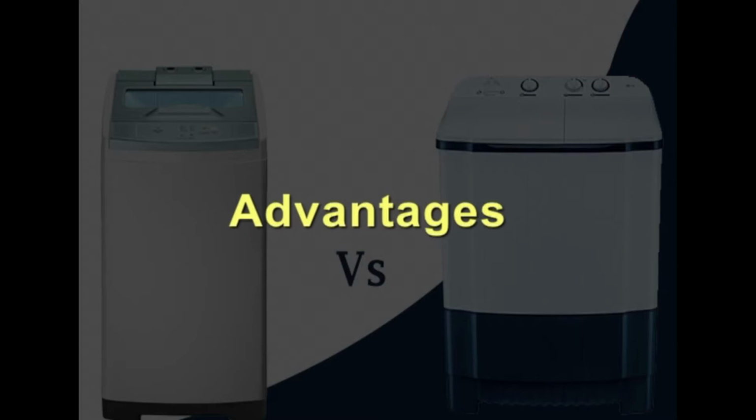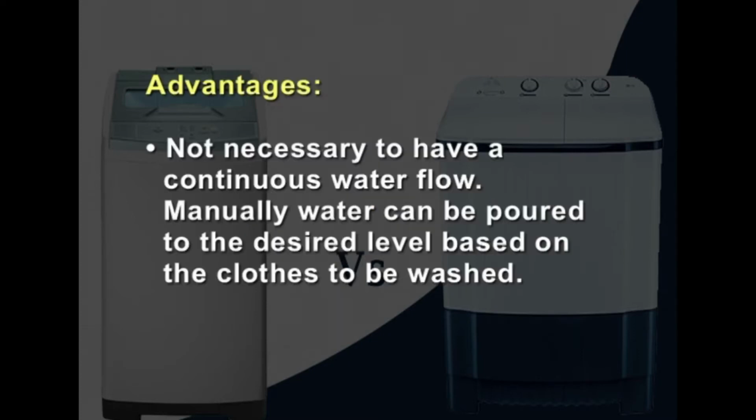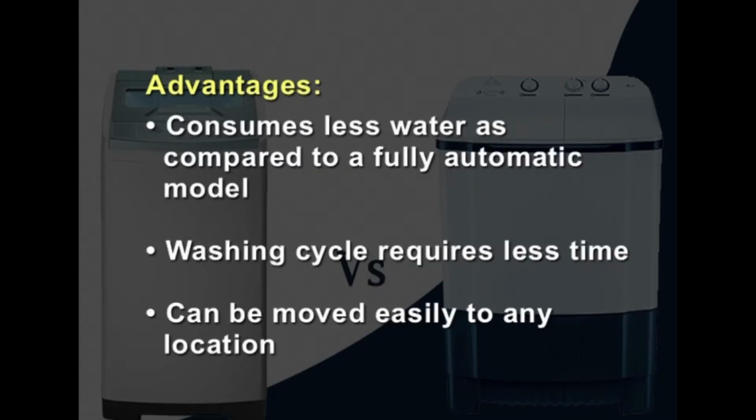Advantages and disadvantages of semi-automatic and fully automatic washers. The advantages of semi-automatic: it is not necessary to have a continuous water flow. Manually, water can be poured to the desired level based on the clothes to be washed. Consumes less water as compared to a fully automatic model. Washing cycle requires less time. Can be moved easily to any location.